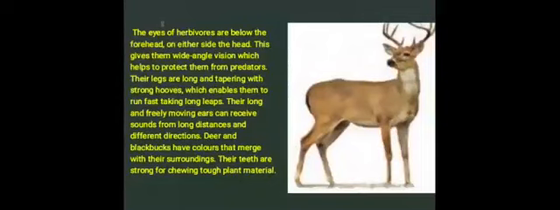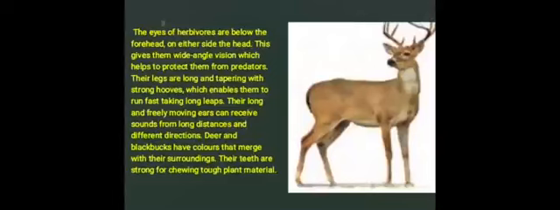whereas the eyes of herbivores are below the forehead on either side of the head. This gives them wide-angle vision which helps them to protect themselves from predators. Their legs are long and tapering with strong hooves, which enables them to run fast, taking long leaps. Their long and freely moving ears can receive sounds from long distances and different directions. Deer and blackbucks have colors that merge with their surroundings. Their teeth are strong for chewing tough plant material.